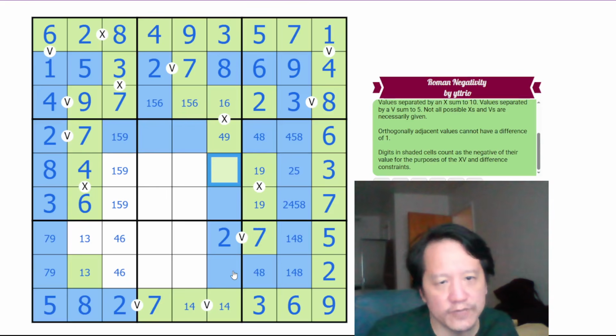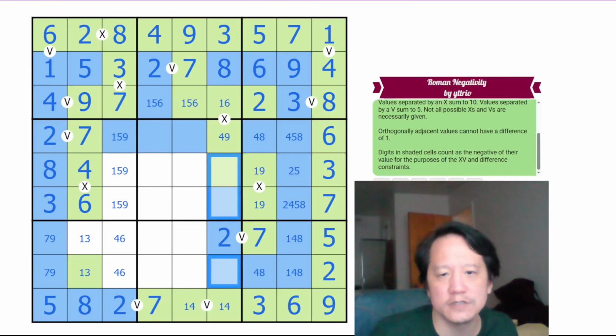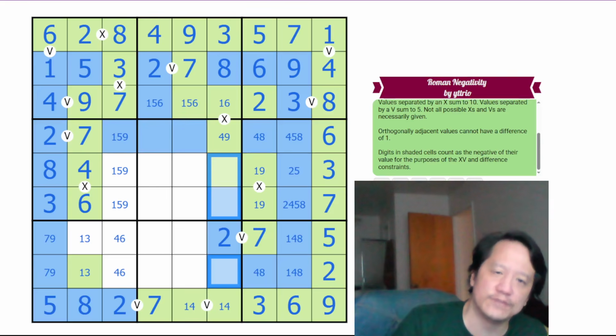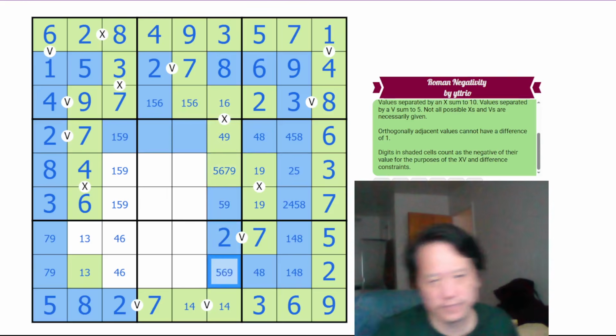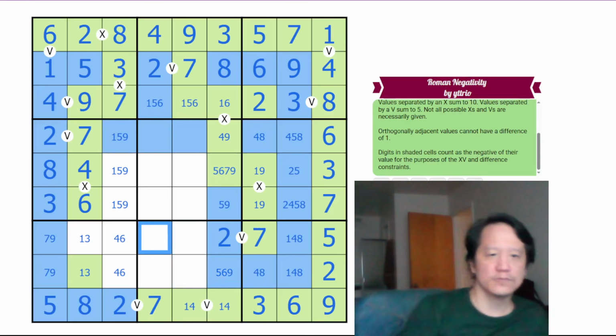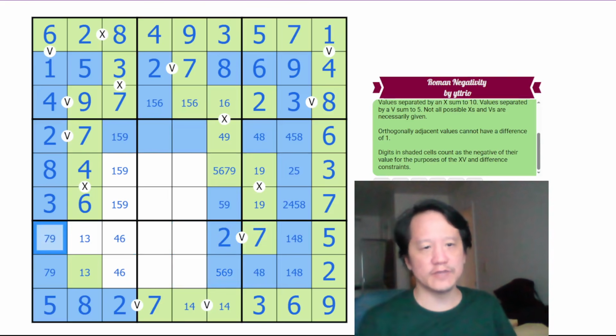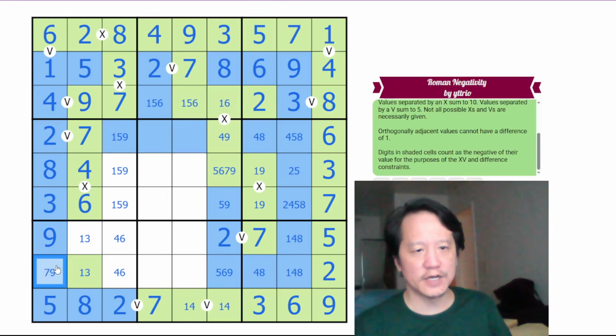Remaining digits of column 6. No 1, 2, 3, 4. So it could be 5, 6, or 7, or 9. No 7 here because of 7 in the box. No 6 or 7 here because of 6 or 7 in the row. I think that's fine. 7 eliminates 7 here. So this is 9, that's 7.